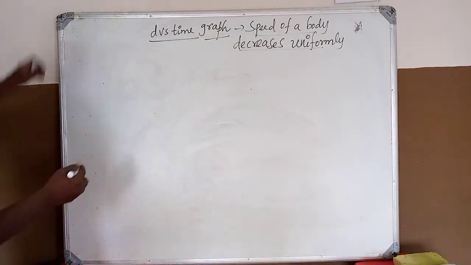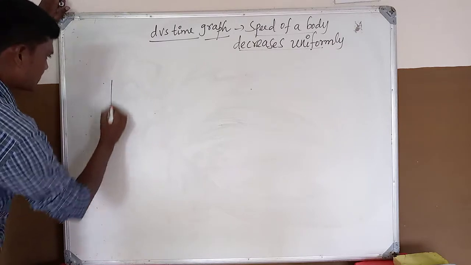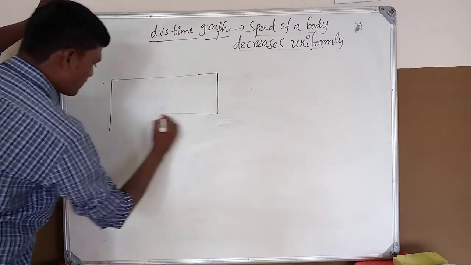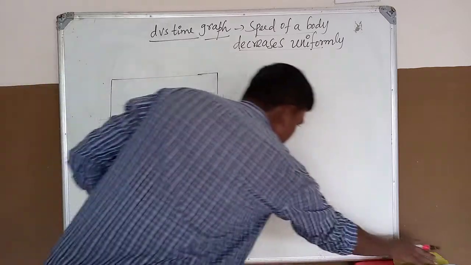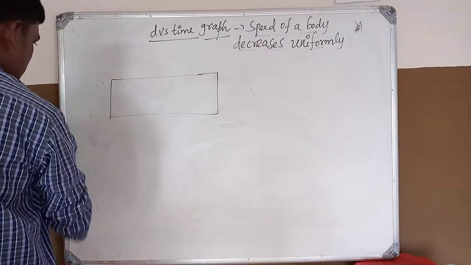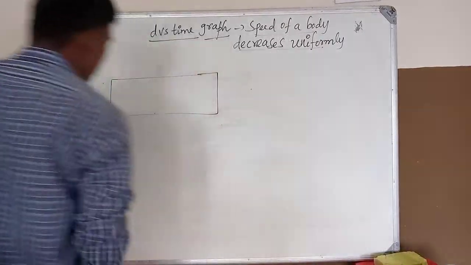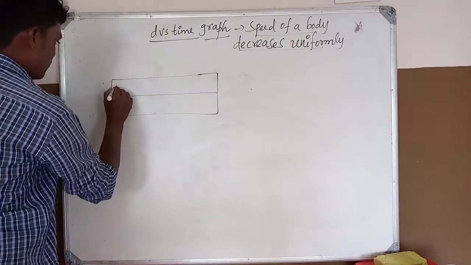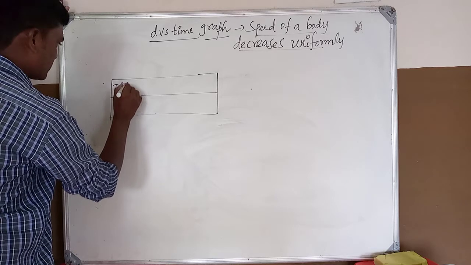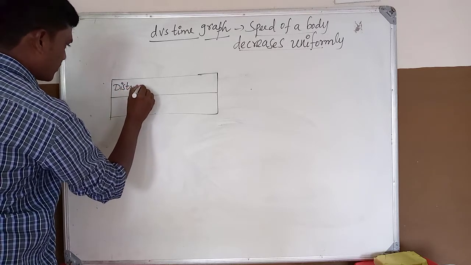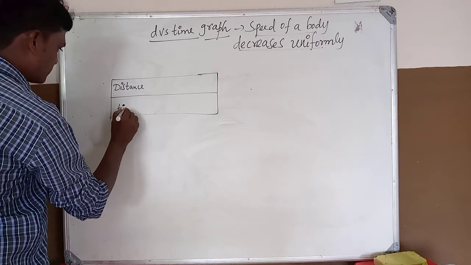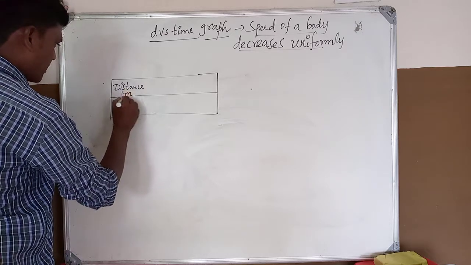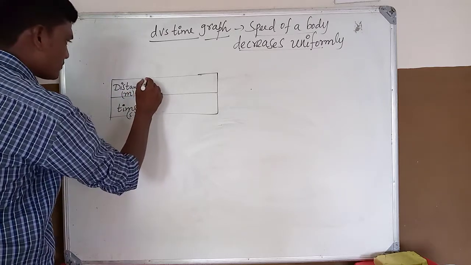So now, first you can consider a tabular form. With the help of this, you can easily draw the graph. First, distance and time, whatever is available to you. Next, time. We have taken time in seconds and distance in meters.